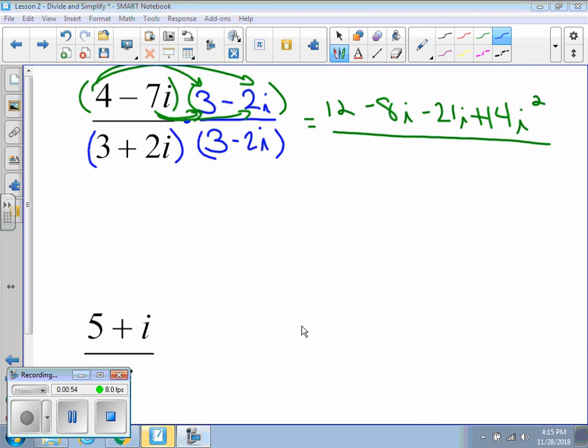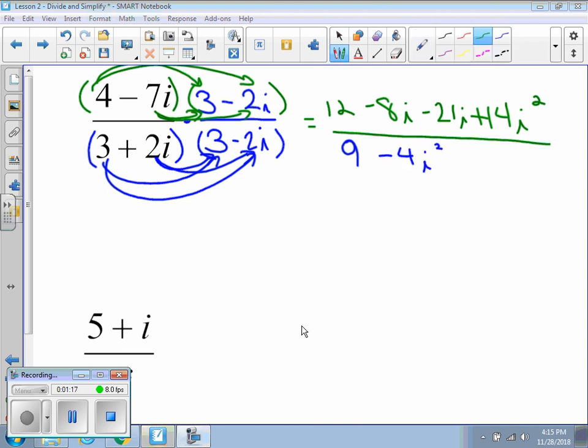Now, because I know that 3 times 3 is 9, I know that 3 times negative 2i is going to be negative 6i, and 2i times 3 is going to be positive 6i, because these are conjugates. That middle term, that i term, cancels. So I can just move on to 2i times negative 2i, which gets me negative 4i squared.